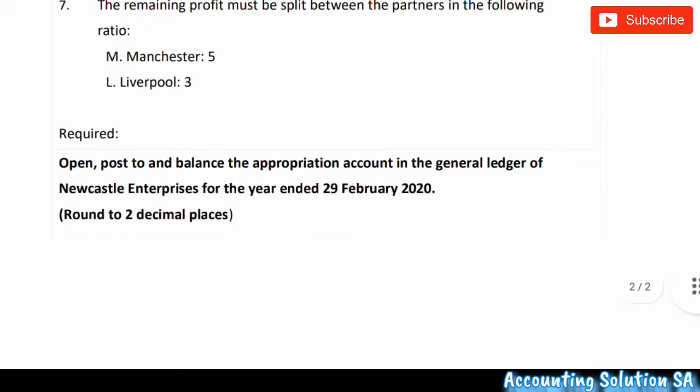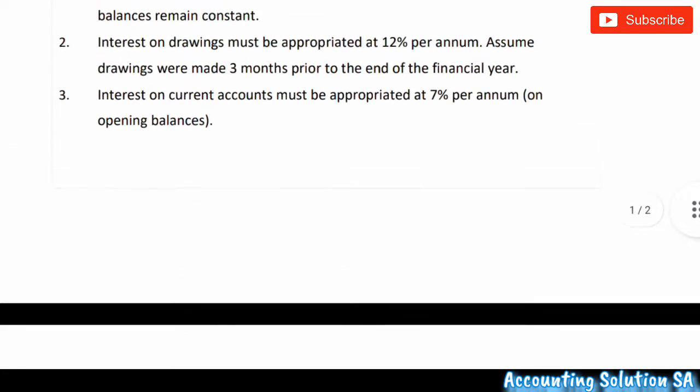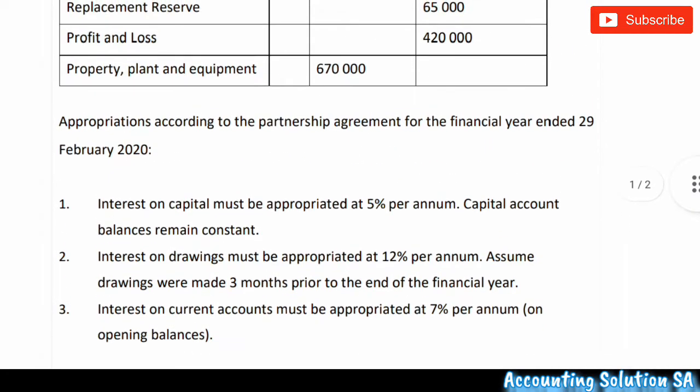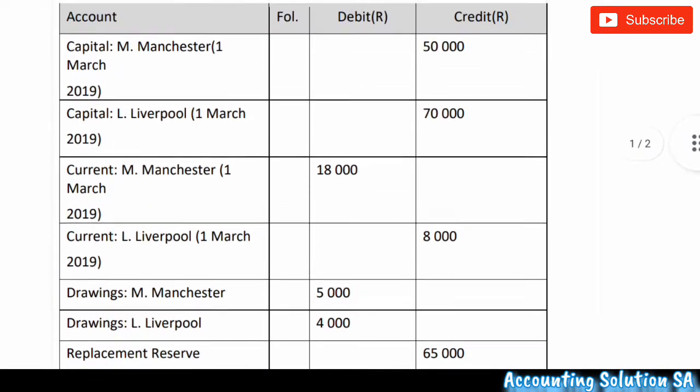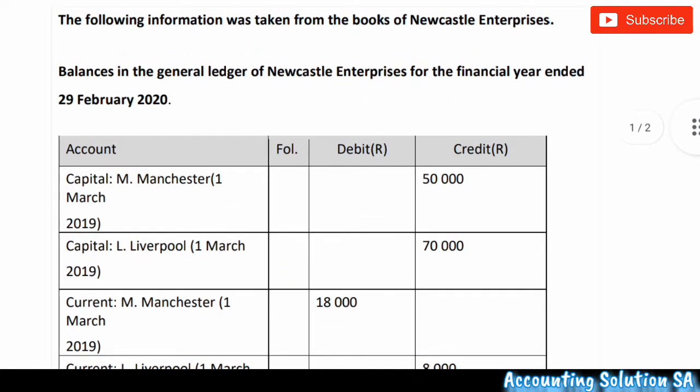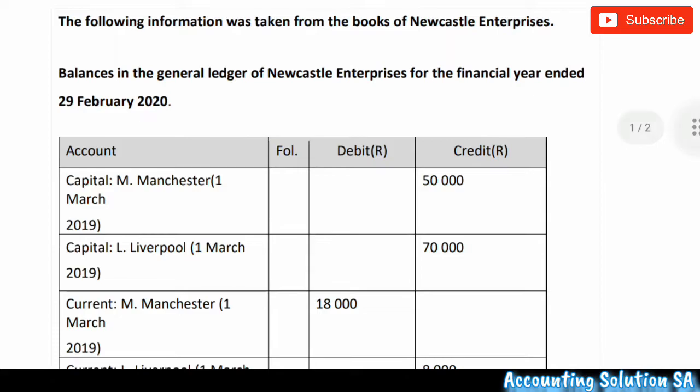When we prepare a current account, guys, remember that we do an individual account. However, the appropriation account will prepare a balance for both partners, depending on how many partners we have. So let's go through this information, then we start with our calculation. The following information was taken from the books of Newcastle Enterprises, the balances in the general ledger for the financial year ended 29 February 2020.